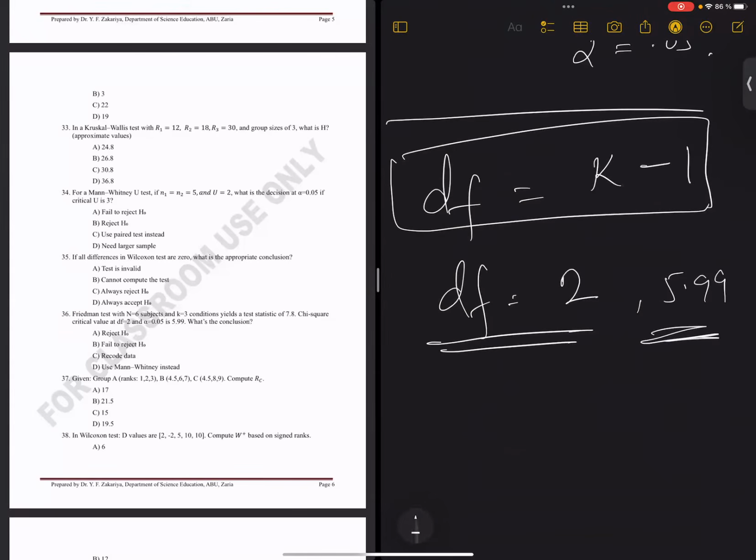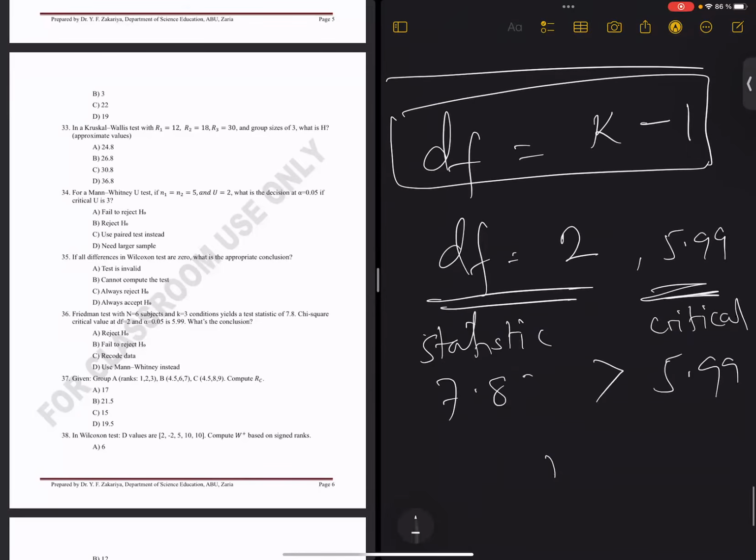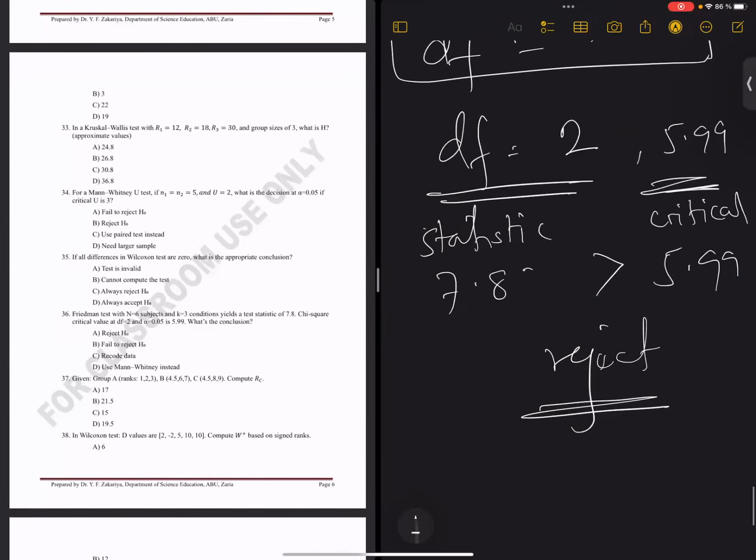That means the statistic 7.8, the H statistic, is greater than the 5.99 critical value, isn't it? 7.8 is greater than what? The critical value. The conclusion is to reject the null hypothesis. The conclusion is to do what? I told you in class, please don't mistake this.